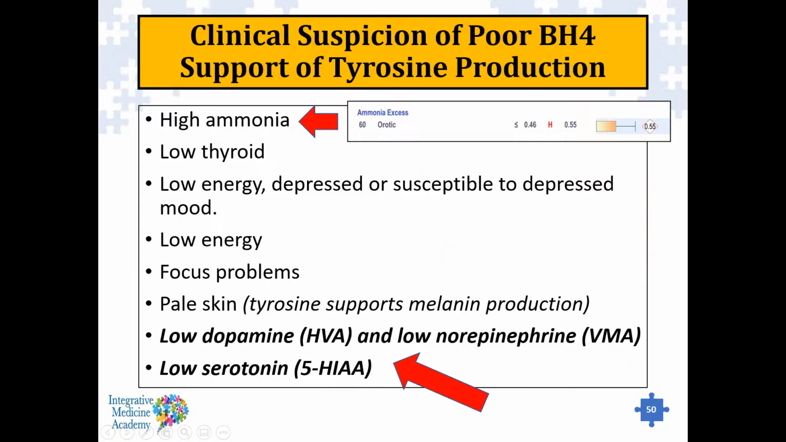There are some clinical suspicions of poor BH4 support. One of the things this is linked to is potential high ammonia. There is a marker on the OAT called orotic acid, under the indicators of detoxification, that can be linked to ammonia excess. Low thyroid function, low energy, and poor focus are other problems. But things you can pick up on the OAT would be more things like low dopamine, which would mean low HVA, low norepinephrine, and also low serotonin, the 5-hydroxyindoleacetic, the 5-HIAA.